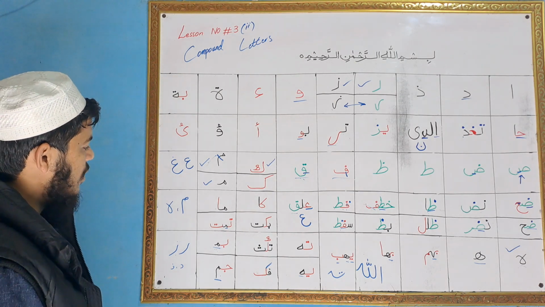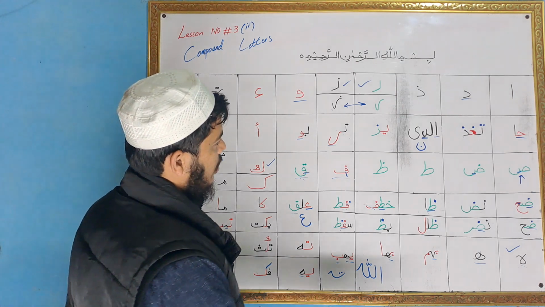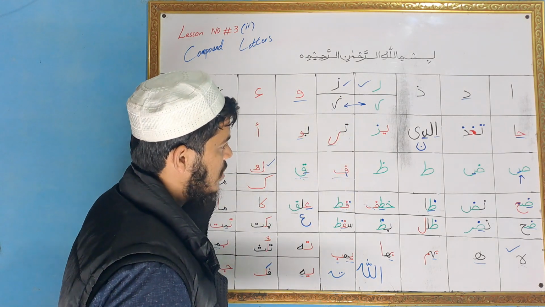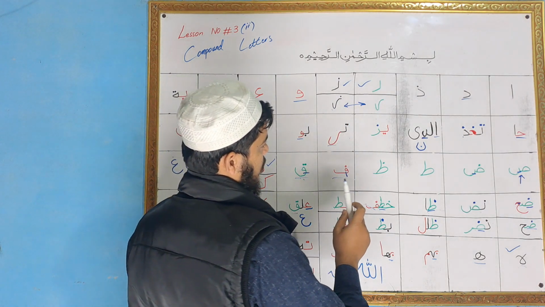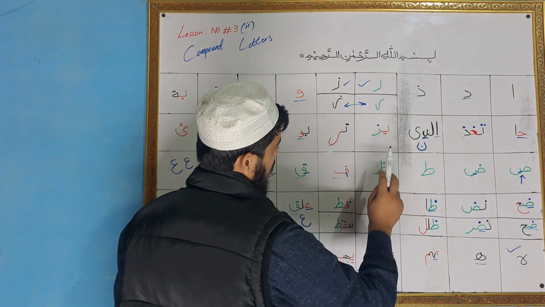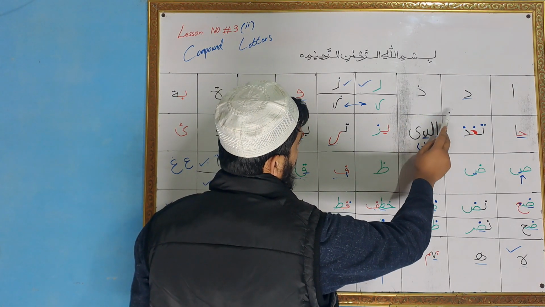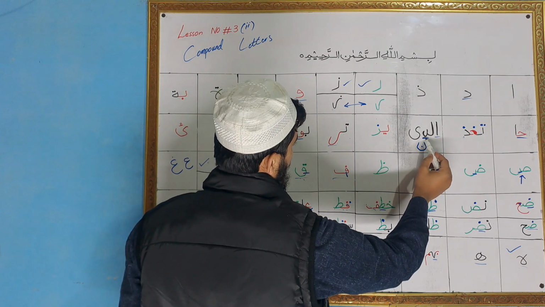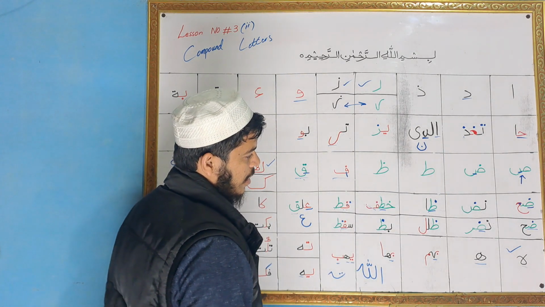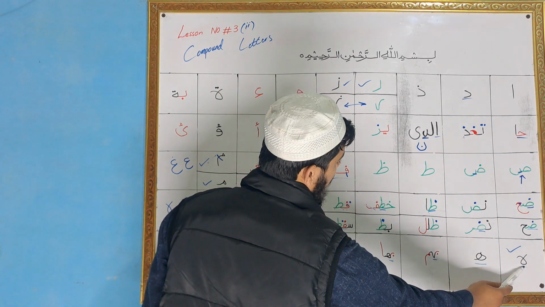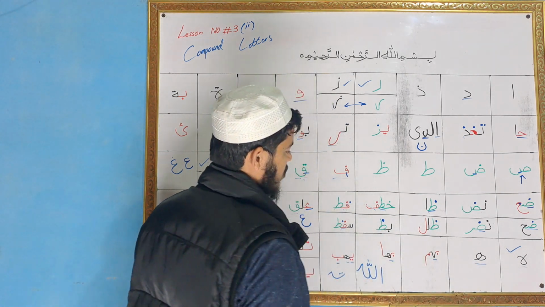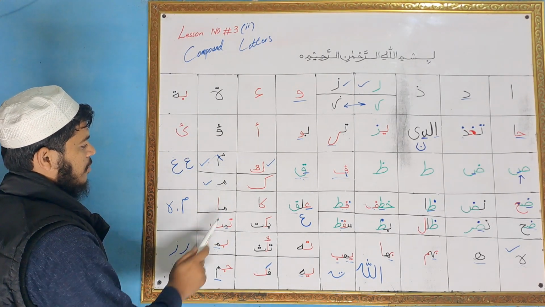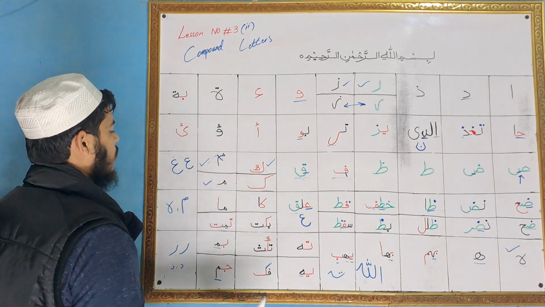So I will wind up with a quick review. Dal, Zal, Ra, Za: these letters have two shapes. One we discussed in the alphabets, and the other one is these shapes, and for Dal and Zal it is a more curved shape. The letter Ha has two shapes, one is this one and one is this one. The letter Mim has two shapes, Mim and Mim. Kaf has two shapes, Kaf and Kaf.